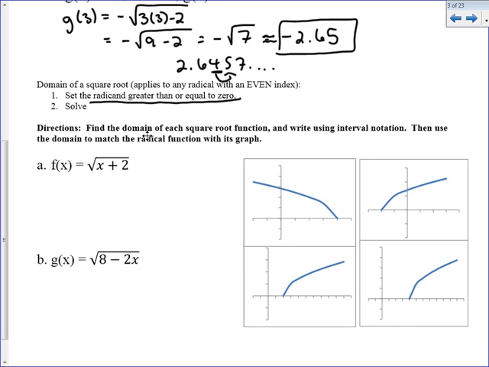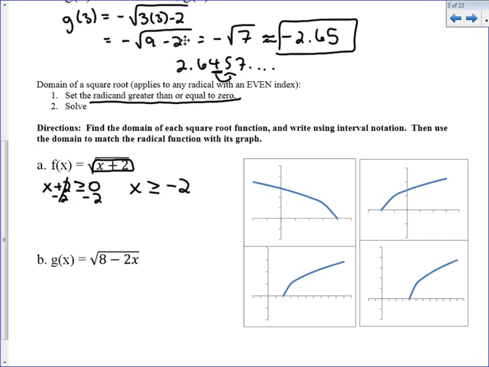So when we're looking at the domain, we want to make sure whatever's underneath our square root is 0 or positive. Because if we have a negative, it doesn't work. So for your domain, what you're going to do is take your radicand and say it's got to be greater than or equal to 0. Because if it's not 0 or above, it's not a real number. And now we want to solve that. So to solve it, we're going to subtract 2 from both sides. So we see x is greater than or equal to negative 2.